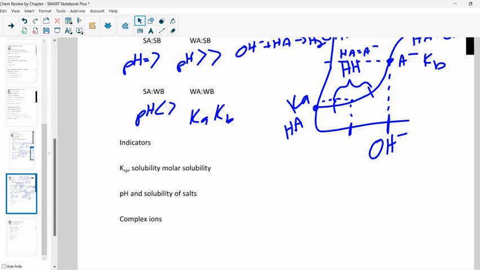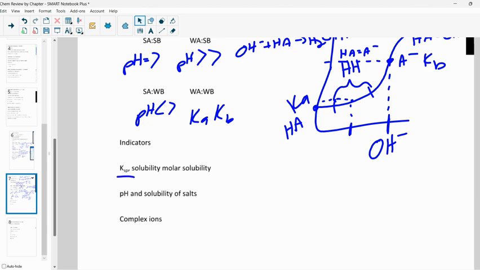All right, indicators. Those are usually weak acids that just change color based on the pH. They'll have a pKa value as well. And you want your equivalence point to be near the end point of your indicator, so that it'll change color at the appropriate time, not too early, not too late.